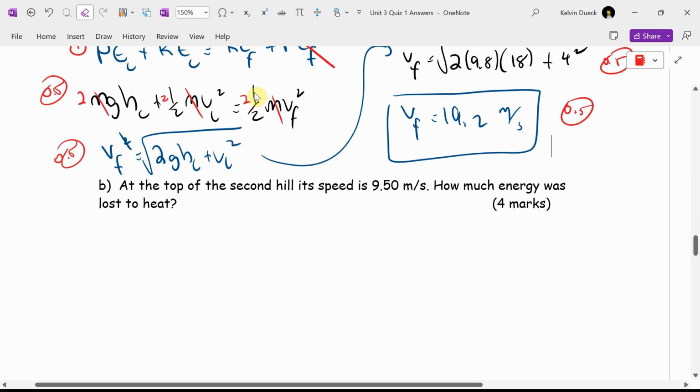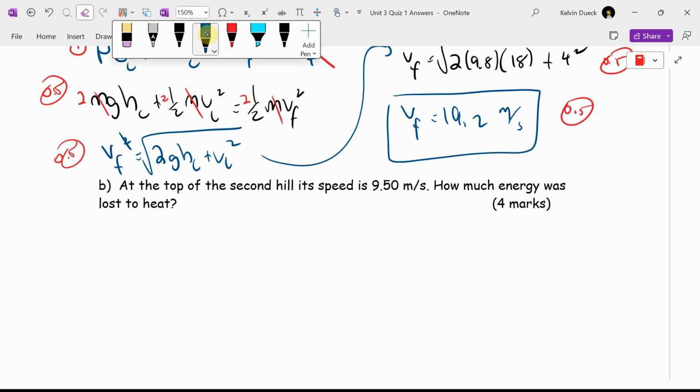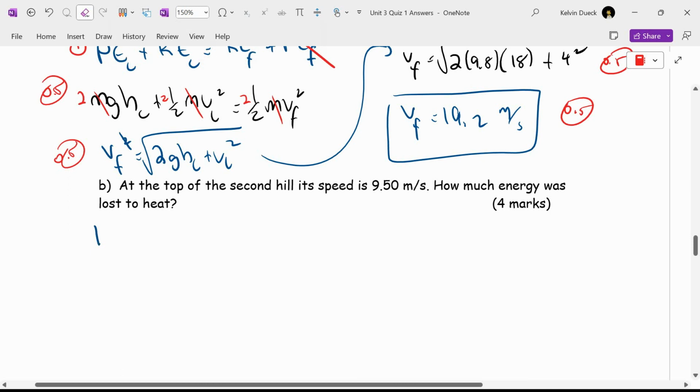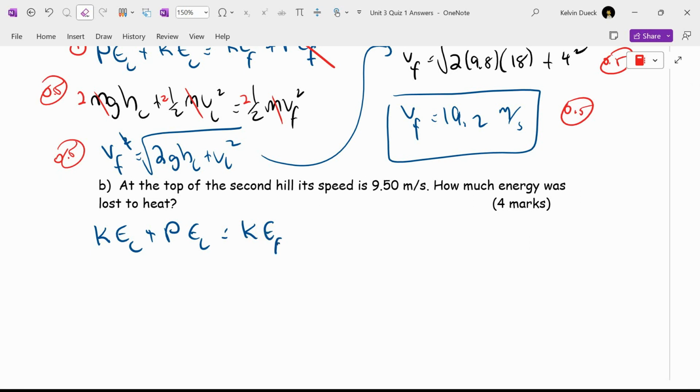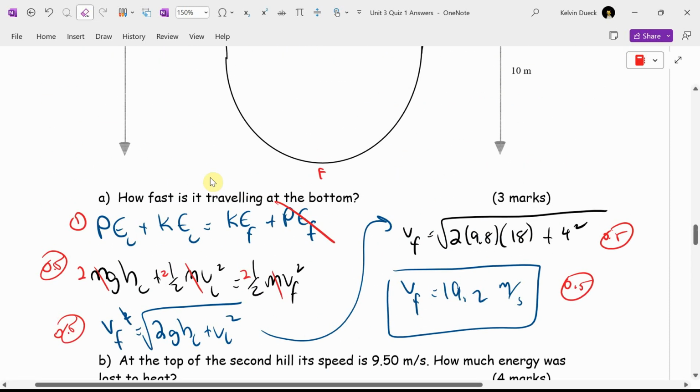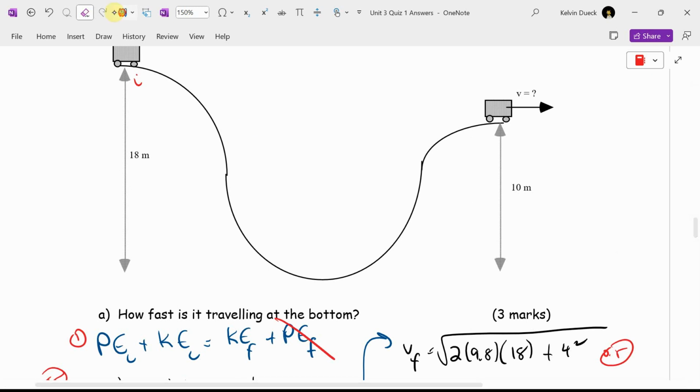At the top of the second hill, its speed is 950 meters per second. How much energy is lost to heat? Okay, so now it's going to be initial plus initial equals final plus final plus heat. Now my final isn't down here. Now my final looks like it's going to be here.